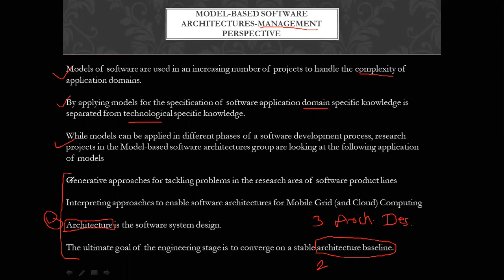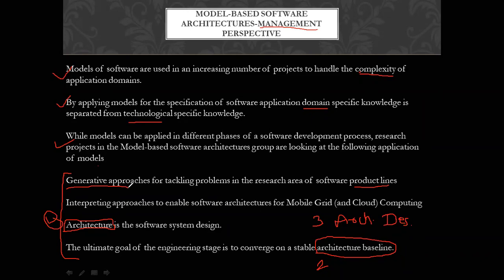Now, these are generative approaches for tackling problems in the research area of product lines. Product lines is nothing but different applications in the software. And generative approaches means approaches which are evolving with some progress, that means they are giving you some productive results. These are called generative approaches.